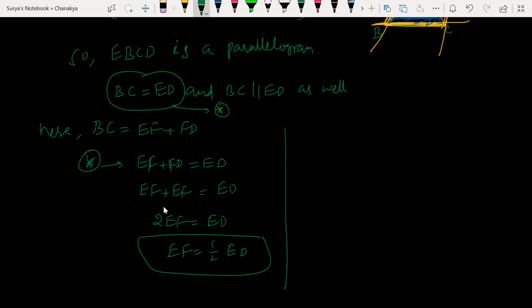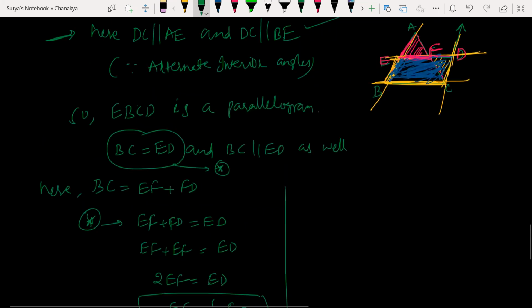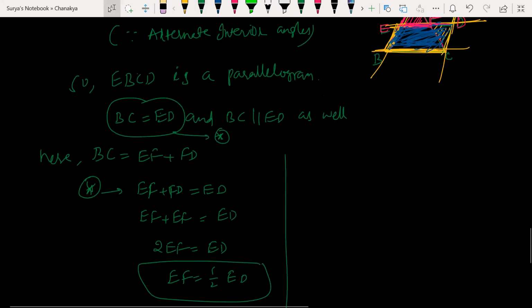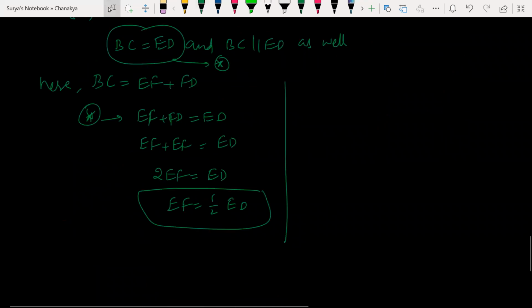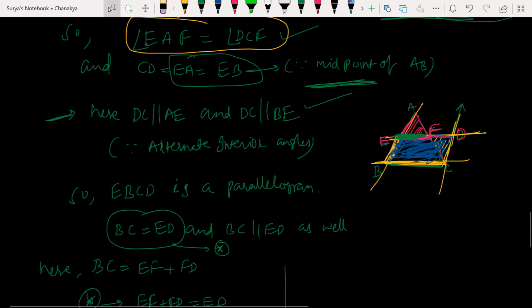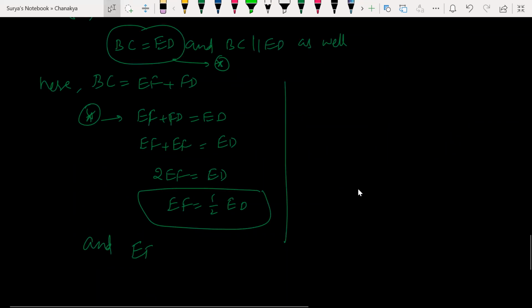EF is equal to half of BC, yes, correct. That's what we need. Look at this here. Let me change the color again. This green color will be half of BC. That is what we proved here. And here, look at what we have to prove again. We can say that EF is parallel to BC. Hence proved.